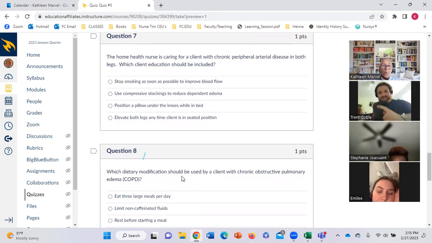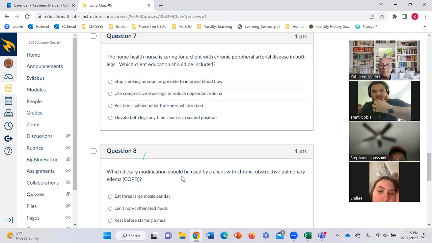Okay, question 7. The home health nurse is caring for a client with chronic peripheral artery disease in both legs. What education should be included? If you haven't reviewed your notes and done your reading on PAD, then you may have struggled with this one. What's the answer? Stop smoking.